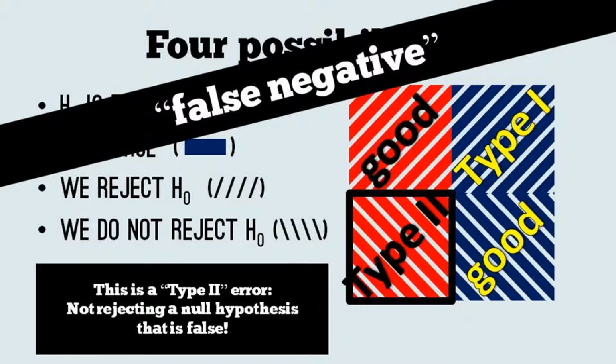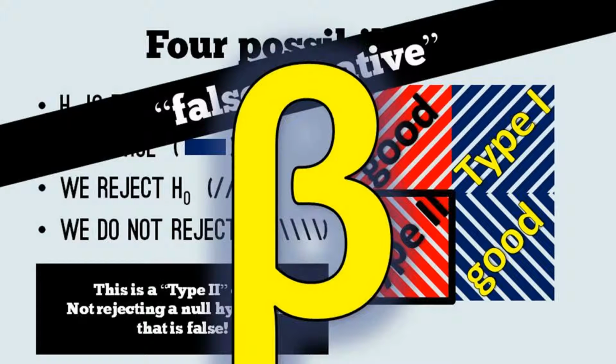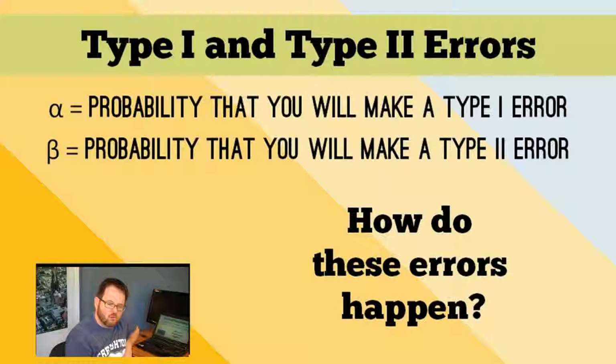Uh-oh. These are 2 different nasty types of errors. Type 2 errors occur with a probability in your experiment too, and that probability is beta. So we have an alpha, which is the probability of a type 1 error, and we have a beta, which is the probability of a type 2 error. We don't want to make errors. We want to manage alpha and beta so that there are low probabilities of making errors.